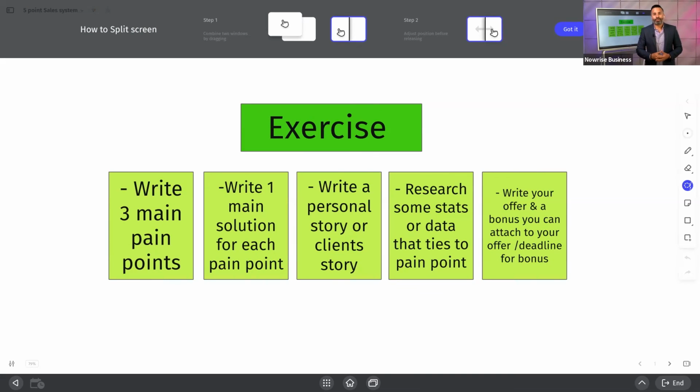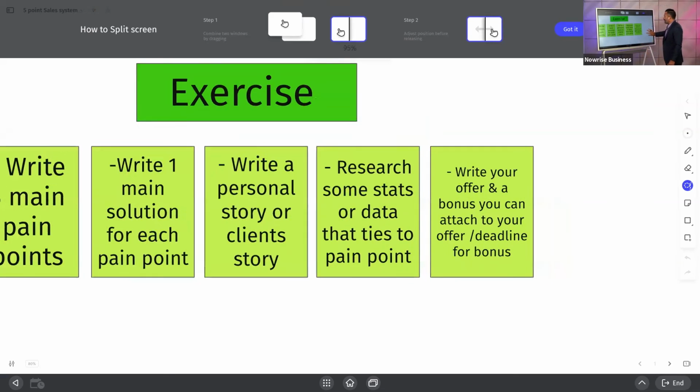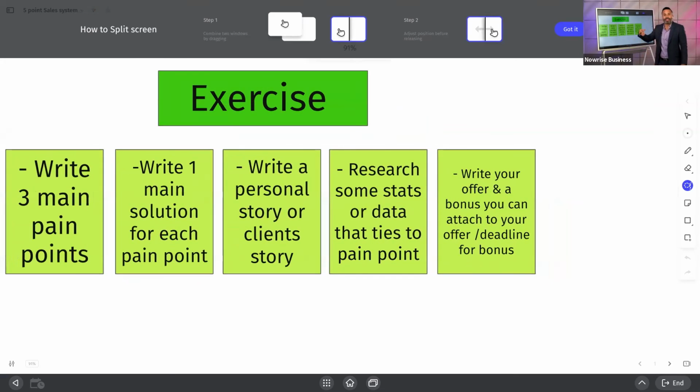And then what is your offer? And if you're able to, what bonus can you add to it? What bonus can you attach to your offer, and even give them a deadline, like, hey, I'm going to throw in this if you buy it today. So it creates some urgency there.